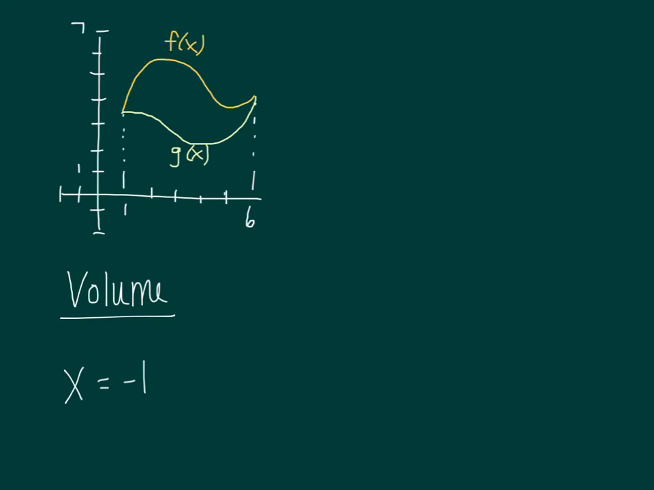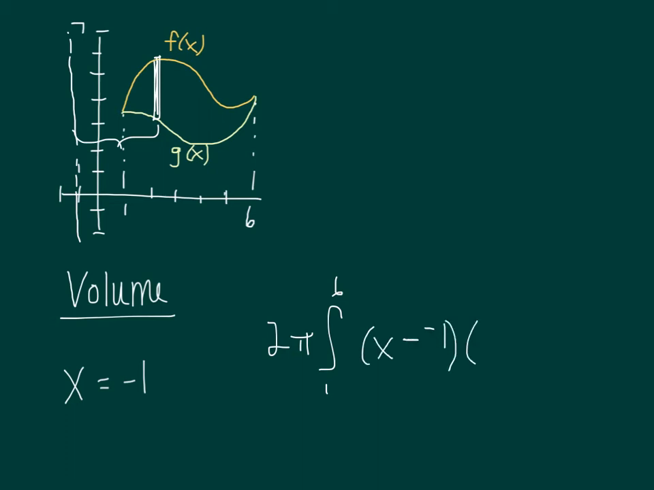If I'm rotating around -1, here's my rectangle. Okay, the distance from my rectangle to the axis is x minus -1 times my height.